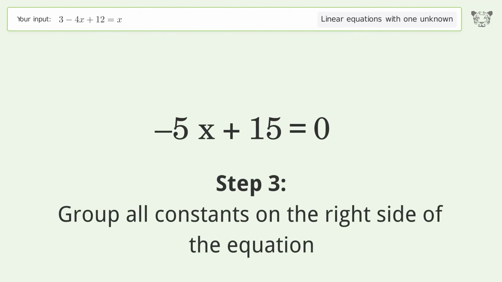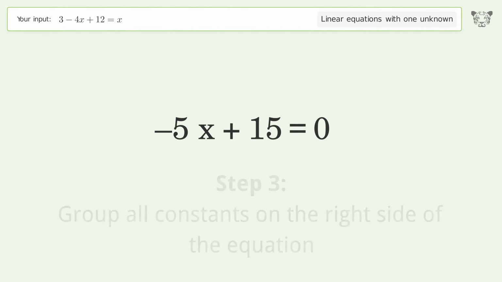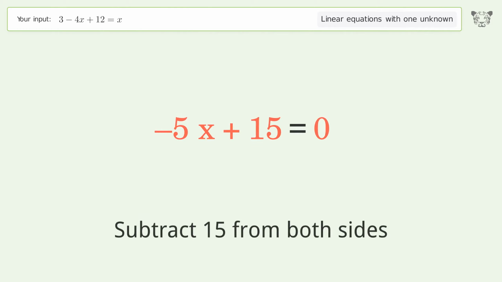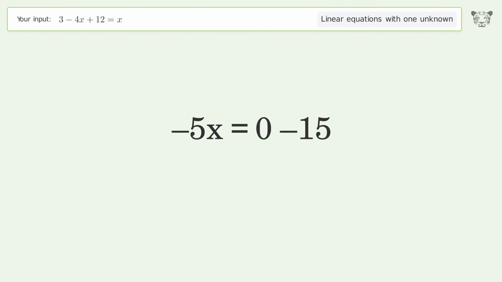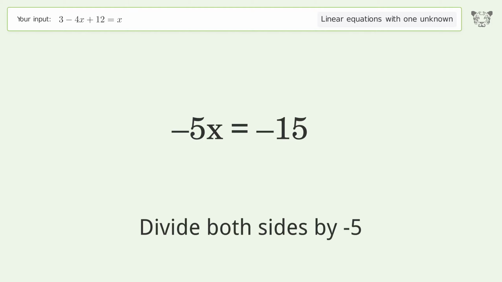Group all constants on the right side of the equation. Subtract 15 from both sides. Simplify the arithmetic. Isolate the x. Divide both sides by -5.